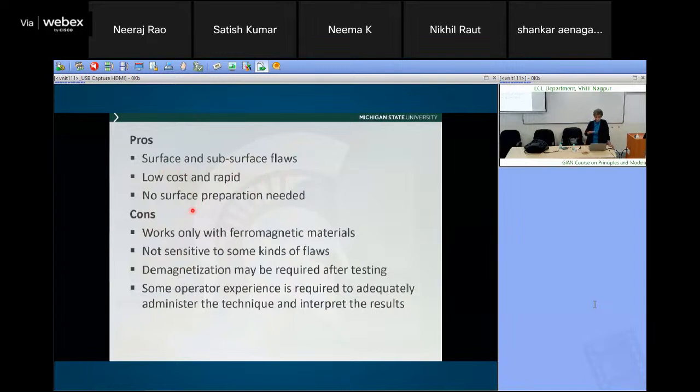In many of the other methods, you have to make sure that it's cleaned up and all that. We don't need to do that. But the disadvantage is that, of course, material has to be ferromagnetic, and it's not sensitive to certain orientations of flaws. And the other thing is, once you do a magnetic flux leakage, the whole specimen gets magnetized. So if you want to do it the next time, you've got to demagnetize the whole thing. And as we pointed out, you need operator experience to think about all these different issues, make sure that you optimize, and then interpret it correctly.